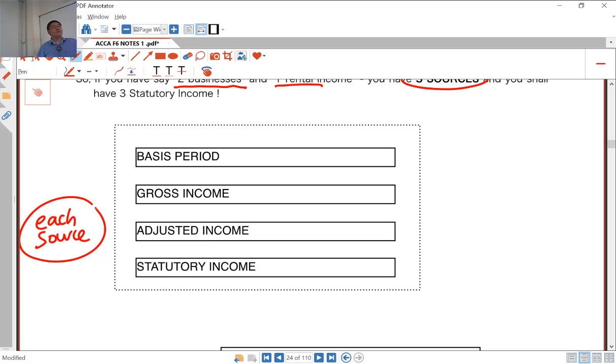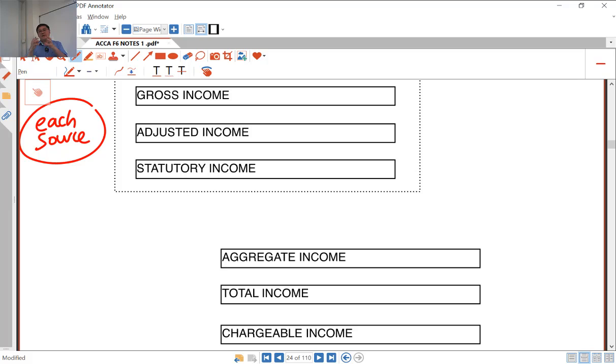Now, these are the 4 things that we usually got to go through. We have to decide the basis. Then we have to determine the gross, the adjusted, the statutory income. It's always like that, okay? Just repeat and repeat and repeat. Then, out of the many, many sources of the SI, we will bring down to the aggregate, total, chargeable.